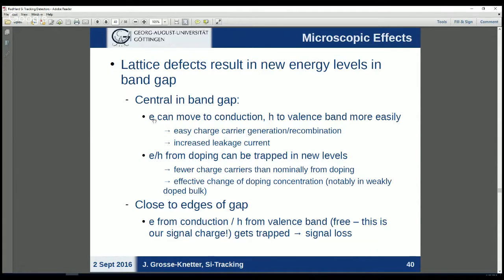So not only electrons and holes which are already freely movable can be attracted to those states. Also the electrons and holes from doping, that is states close to the band gap in that case, can be trapped, which effectively changes, of course, the doping behavior. So the free charge carriers that we have for describing the doping suddenly are gone.